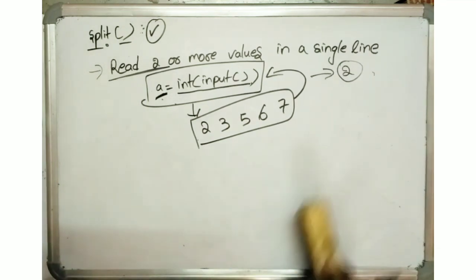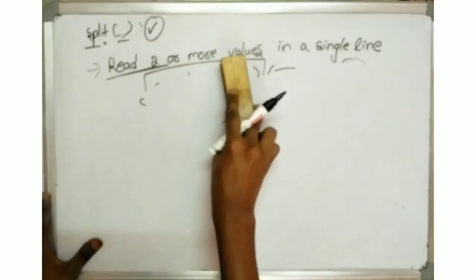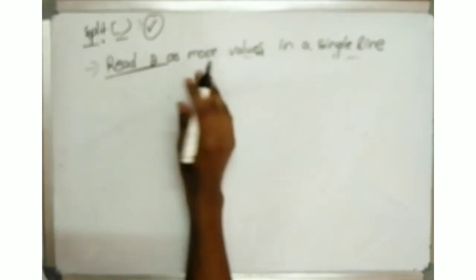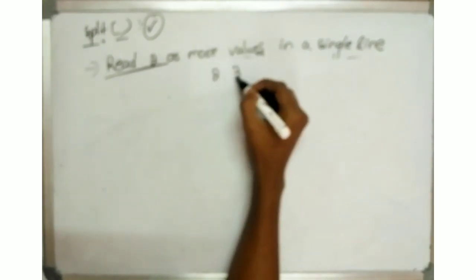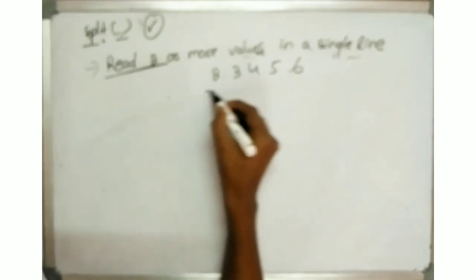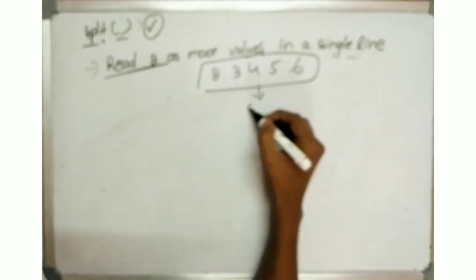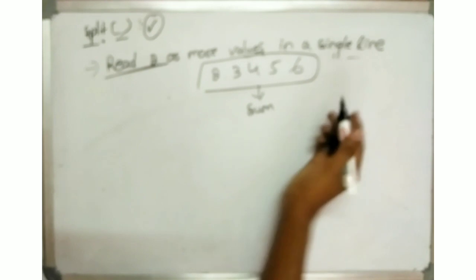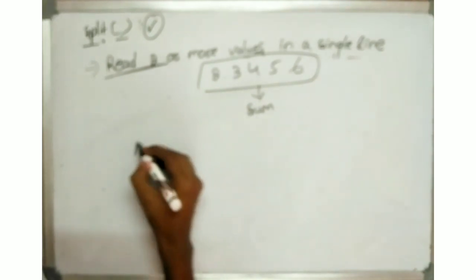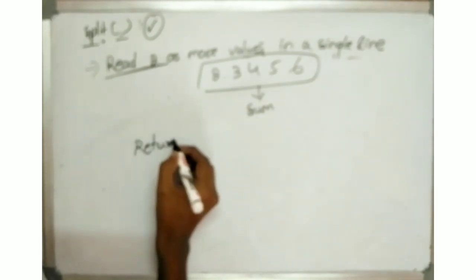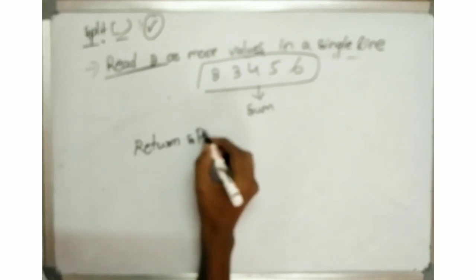What do we have to do? Here comes the split function. Okay, I want to read 2, 3, 4, 5, 6 and print the sum value, right? The return type of the split function is a list.